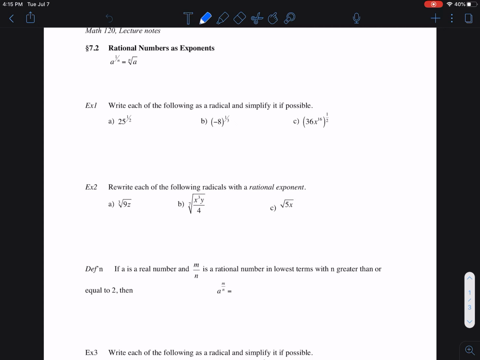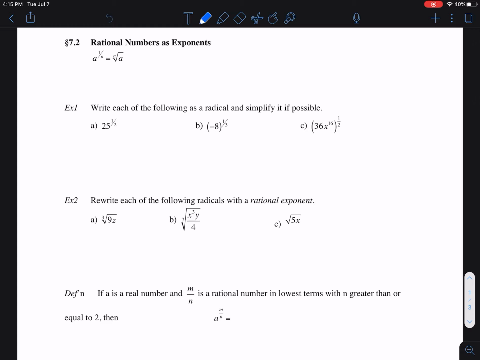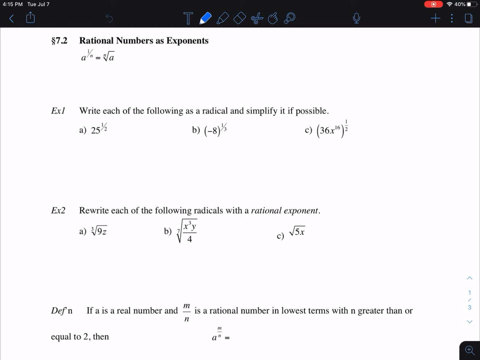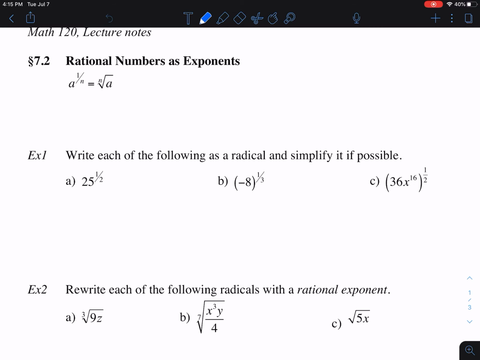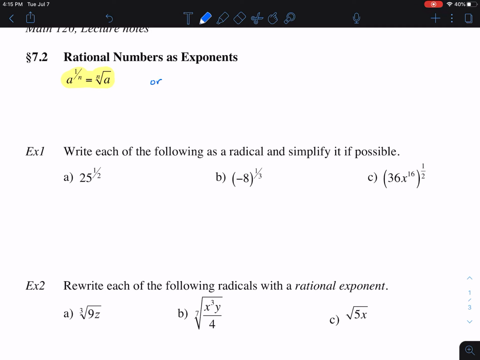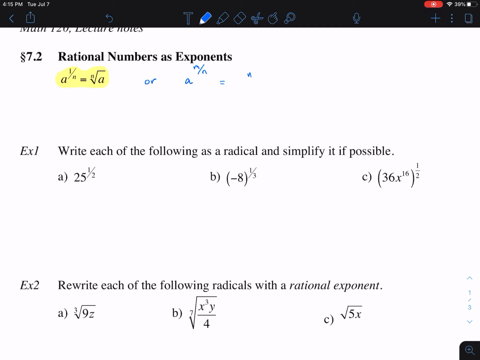Alright guys, welcome back. In this video, we're going to look at how to convert from radical form to rational exponent form. The definition is: if you have a to the power 1 over n, it is equivalent to the nth root of that number a. Or the general form: if you have the power with m in the numerator and n in the denominator, this translates to the nth root of that number a raised to the m power, right?